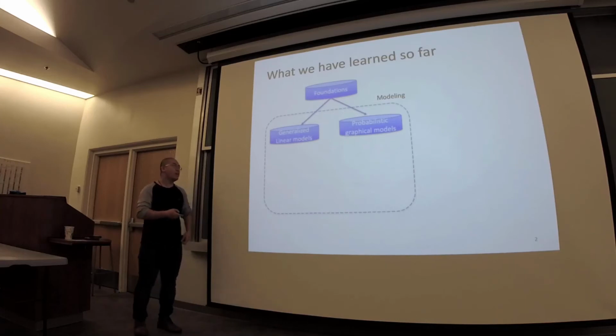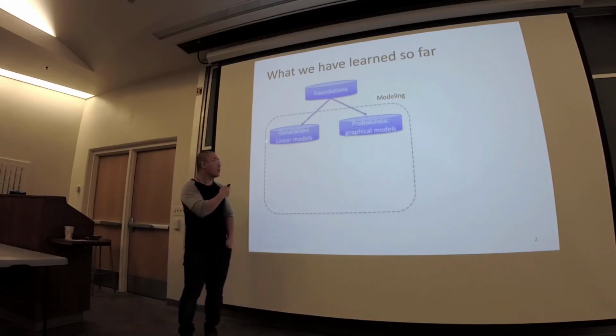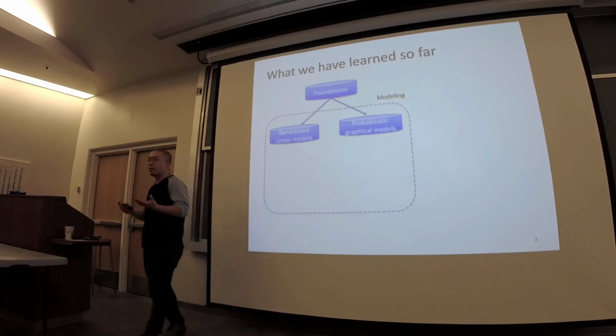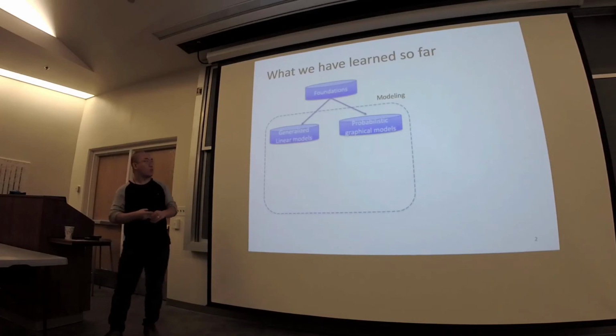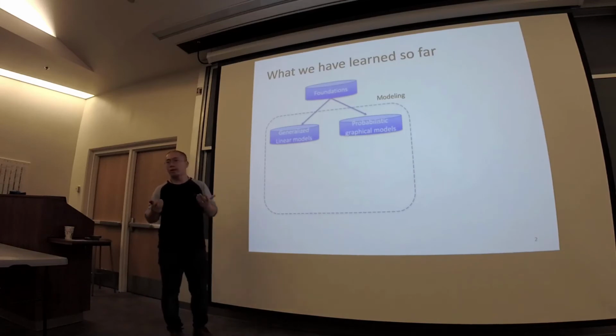And then we discussed two types of probabilistic models. First are the generalized linear models, right? Although we call them generalized linear models, they do not necessarily only model linear relationships. Through nonlinear basis functions, we can capture a variety of nonlinear relationships.